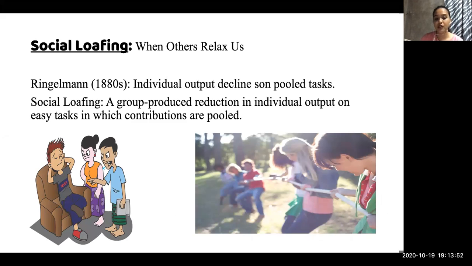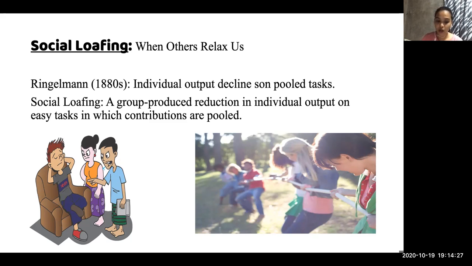So this was first investigated by Max Ringelmann, and the way he did it was he had people pull on ropes, and he measured people pulling alone and found that on average the force that one exerts alone is about 139 pounds. But groups of 8 pulling on a rope had an average force of only 546 pounds, and this means that each individual was contributing about 69 pounds of force. That's almost half of the force when alone.